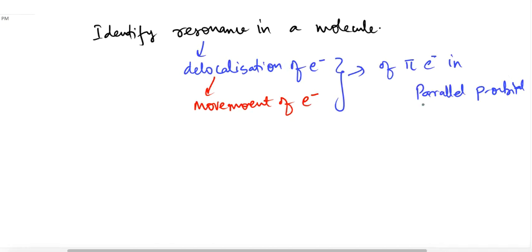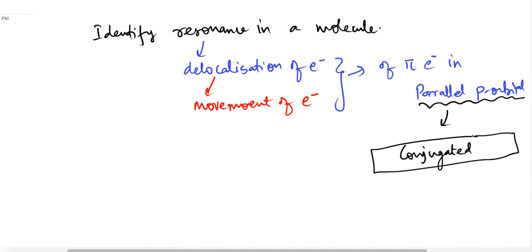Now what does this parallel p orbital system mean, and where will we see this system? This parallel p orbital system is called conjugated system. In conclusion, we can say that resonance occurs in a molecule in which we have conjugated system, right? And now you know that conjugated system is parallel p orbital system.